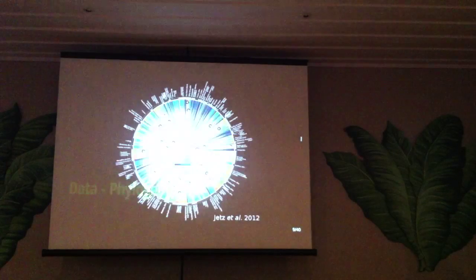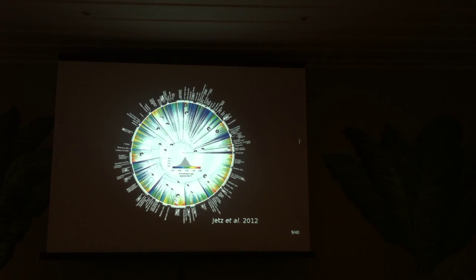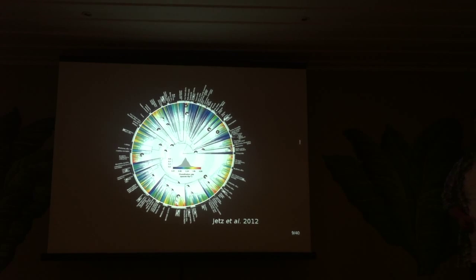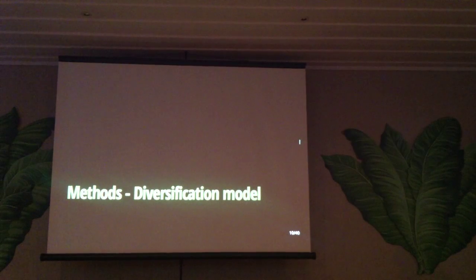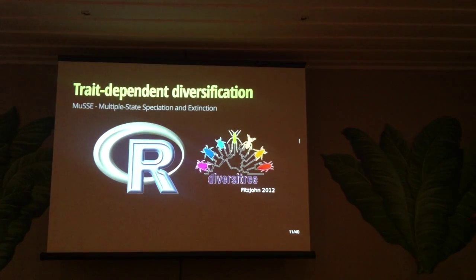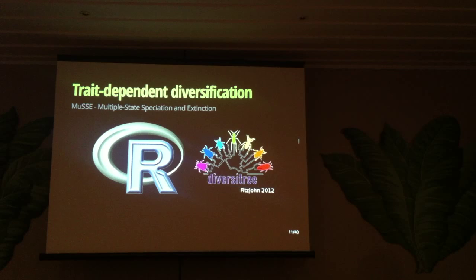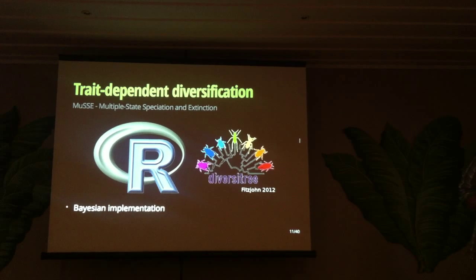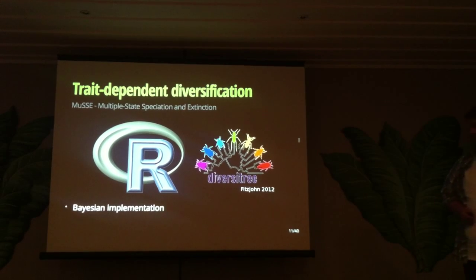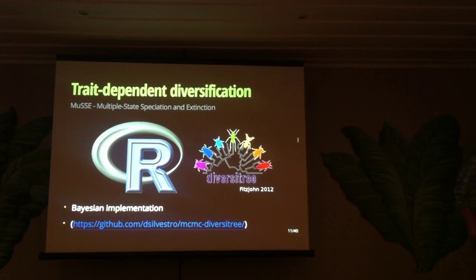So in our analysis, as I said, we used the Jetz phylogeny that was published in 2012. We actually dealt with 200 trees from the posterior distribution in order to account for phylogenetic uncertainty. And we used the trait-dependent diversification model that, although we know it has its limitations, still can provide us with some very nice clues about the effect of traits. We used a Bayesian implementation of this model to incorporate not only uncertainties coming from the parameter estimates, but also from phylogenetic uncertainty. And the script we used is available on Daniele Silvestro's GitHub.